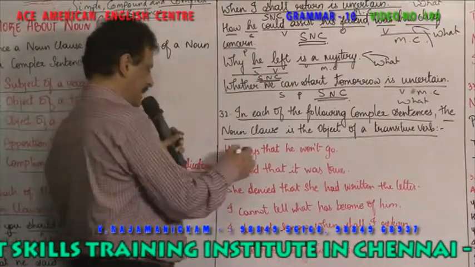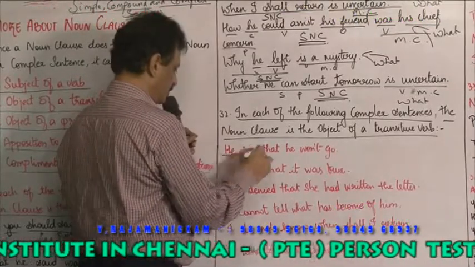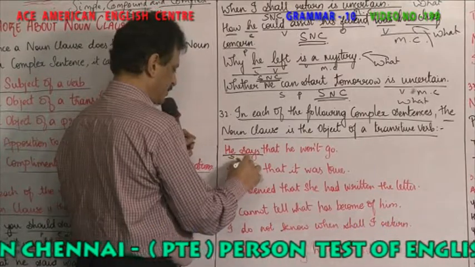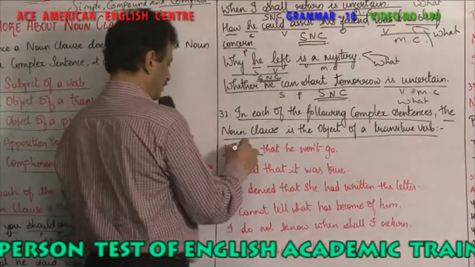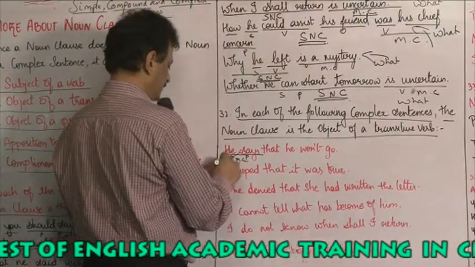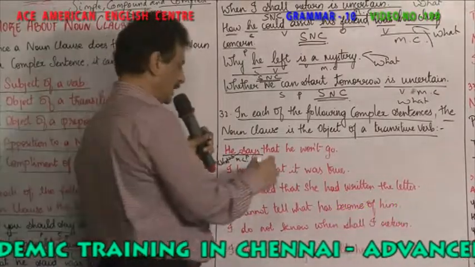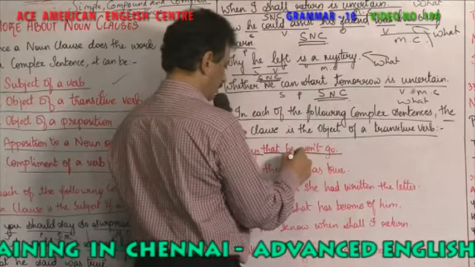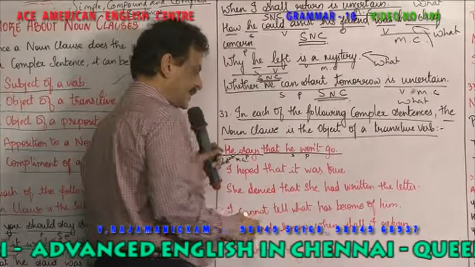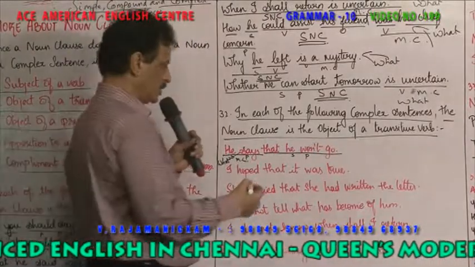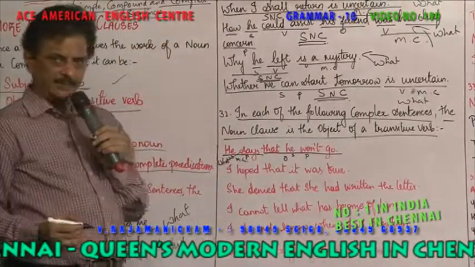For example, he says. He is the subject. Says is the predicate. So he says gives full meaning. So it is called the main clause, right? He says what? You ask a question to the verb says: what? And the answer you get is that he won't go. That he won't go is the object. He says what? You ask a question, you get an answer. So it is an object. That he won't go acts like a noun.